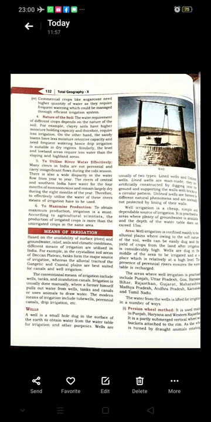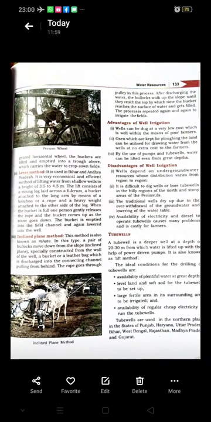Okay. Now in well irrigation, water may be lifted in a number of ways. It can be the Persian wheel method. The picture has been given on the next page. Then there is the lever method, where they are lifting the bucket with a long arm. That is the lever method.